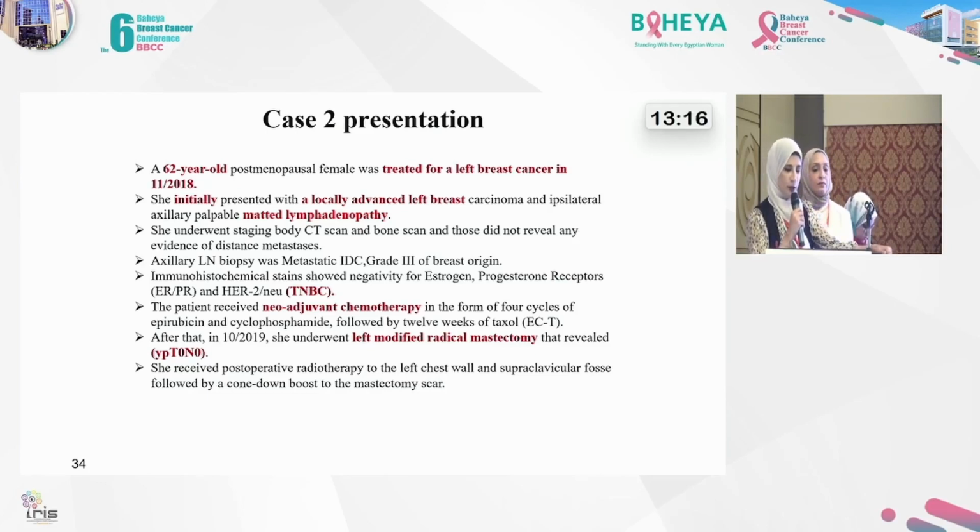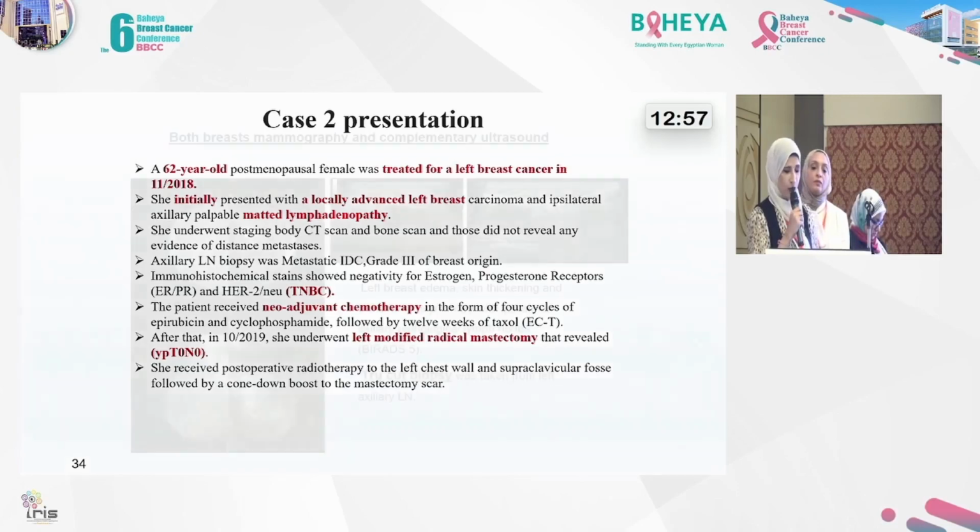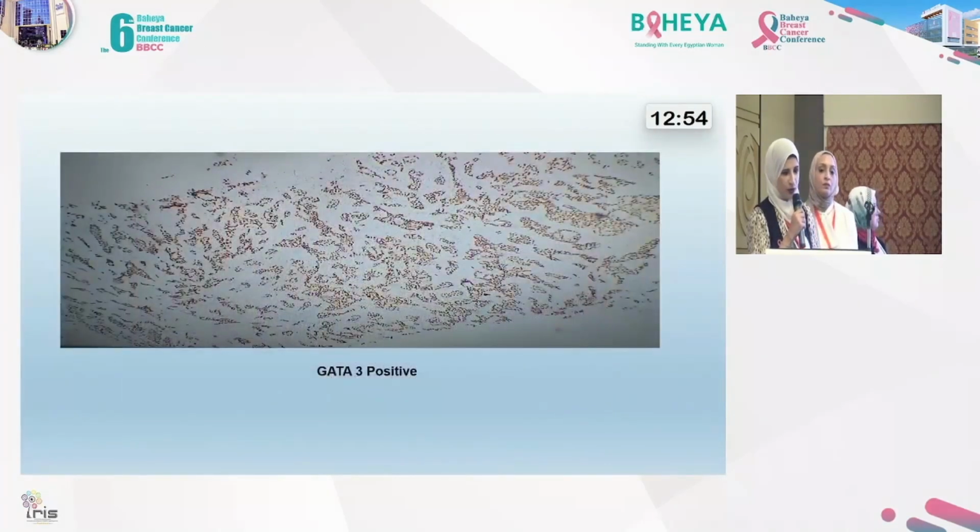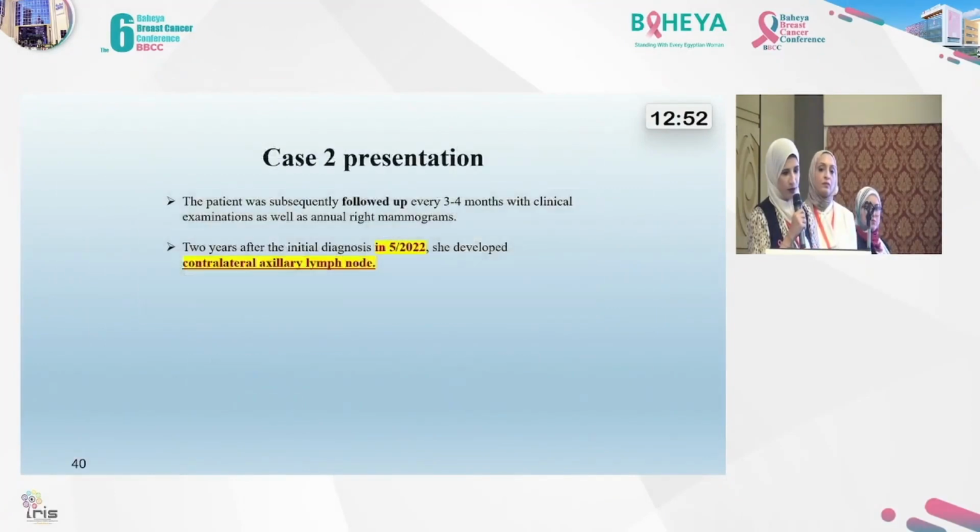She was planned by MDT for neoadjuvant chemotherapy. She received EC for 4 cycles, followed by Taxol for 12 weeks, after which she underwent left MRM that revealed complete pathological response, and then she received postoperative radiotherapy and was kept under follow-up every 3 to 4 months with clinical examination and annual mammograms. Two years later, in May 2022, she developed a contralateral axillary lymph node.